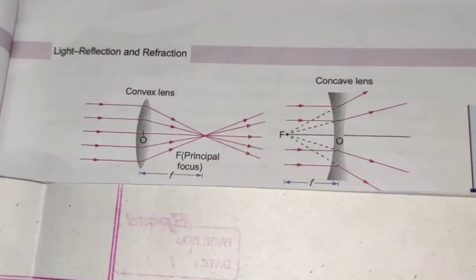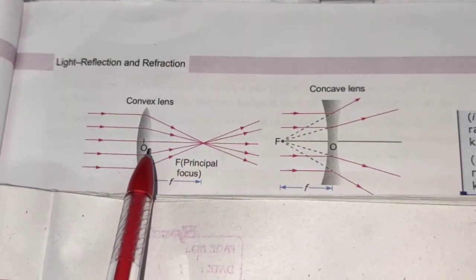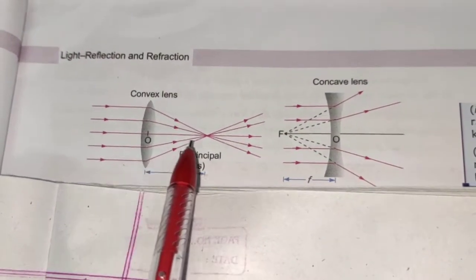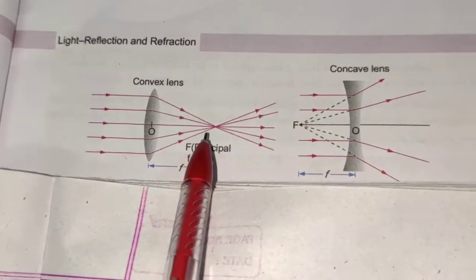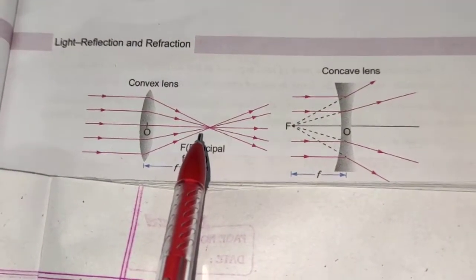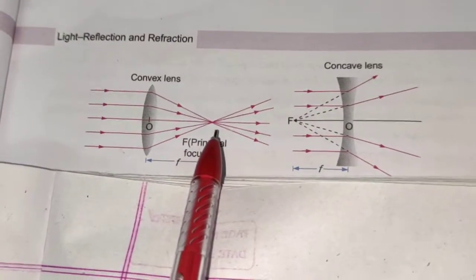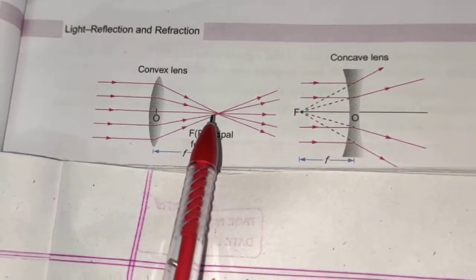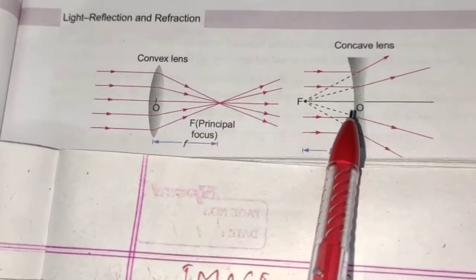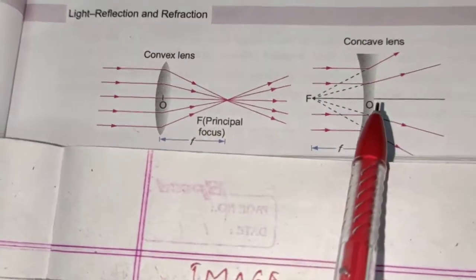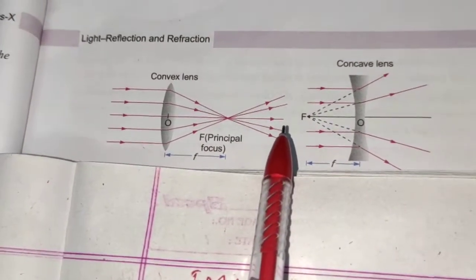Now what is focal length? The distance between the principal focus and the optical center is called focal length. So in the case of a convex lens, you can see this is the focal length. We take it towards the right. And in the case of a concave lens, we take it towards the left.